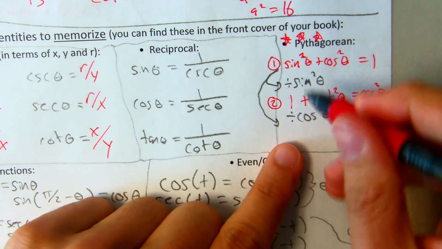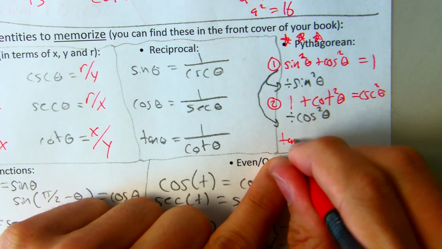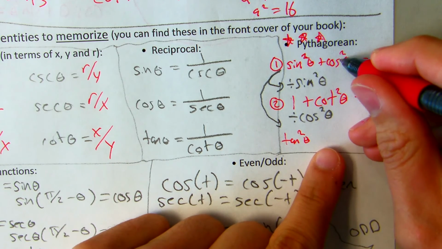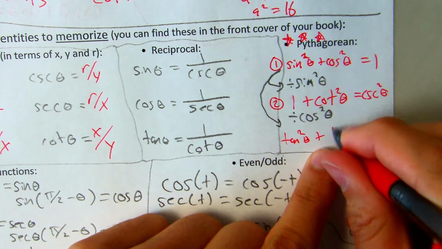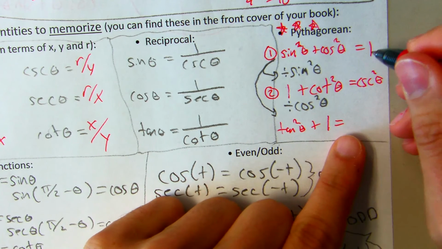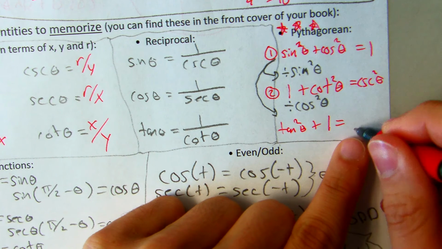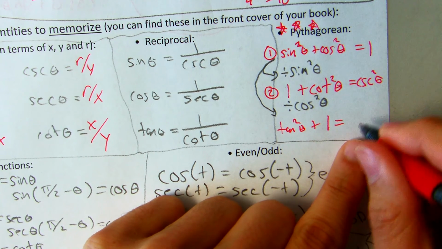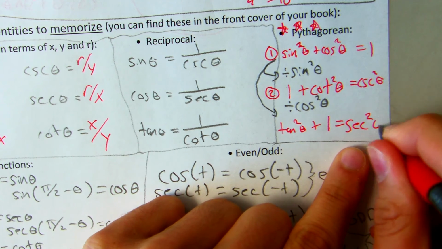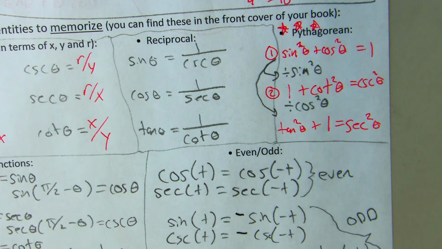So if I took sine squared divided by cosine squared, that would be tangent squared. Sine divided by cosine is tangent. Sine squared divided by cosine squared is tangent squared. Dividing this, cosine squared divided by cosine squared is 1. So anything divided by itself is 1. And then also divide this by cosine squared. So what do you think 1 divided by cosine squared would be? Secant squared. 1 over cosine is secant, and 1 over cosine squared is secant squared.